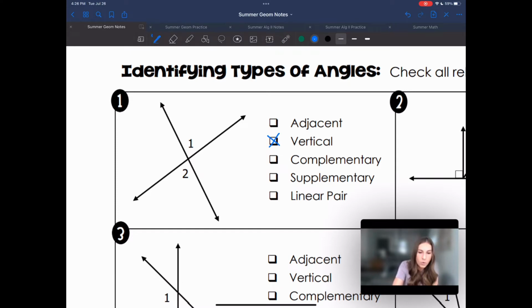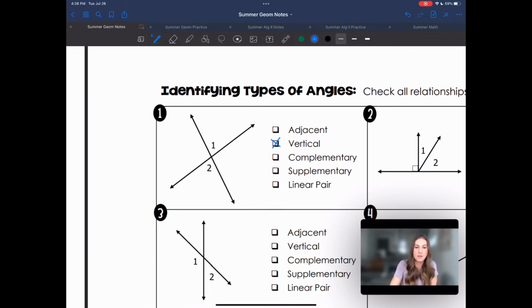If angle 1 had been like right here, so if you had angle 1 there and angle 2 here, those would be on a straight line, so we then could say they do form a linear pair, which means they would also be supplementary, because that's part of a linear pair definition, and adjacent actually, but they don't have that on this one, so just vertical angles.